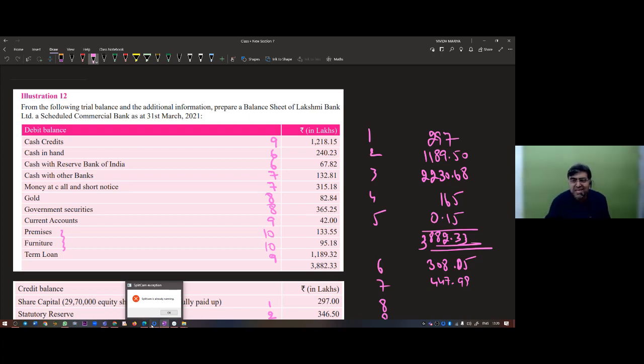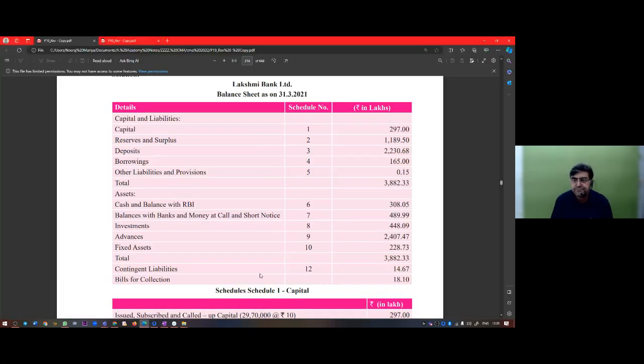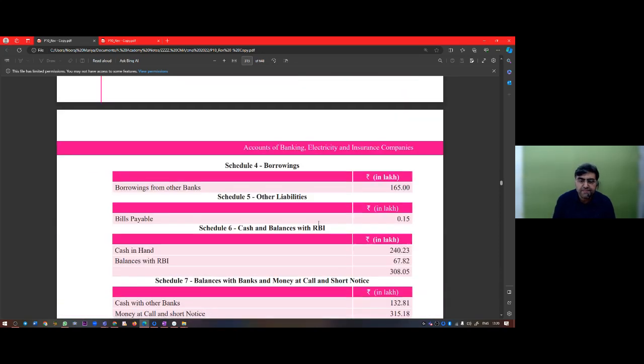Why is there a totaling error? Guys, why? 132.81 plus 315.81. Again, I am doing it: 132.81 plus 315.18, sorry, 447.99. Why is the answer wrong here? Guys, the answer is wrong here. Let's check.